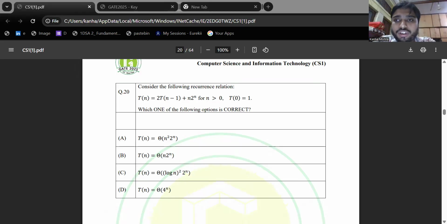Hello everyone, let's solve GATE 2025 CS1 paper question number 20. You are given a recurrence relation T(n) = 2T(n-1) + n·2^n for n greater than 0, and T(0) = 1. And we need to solve this recurrence relation.